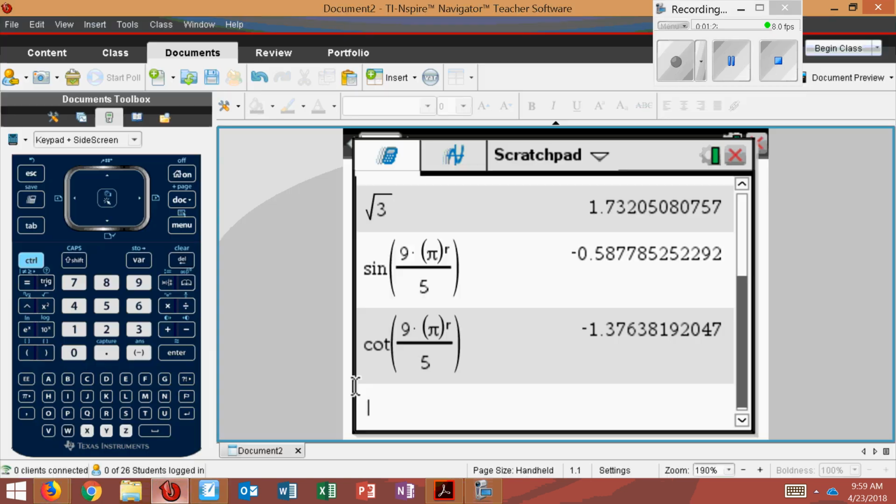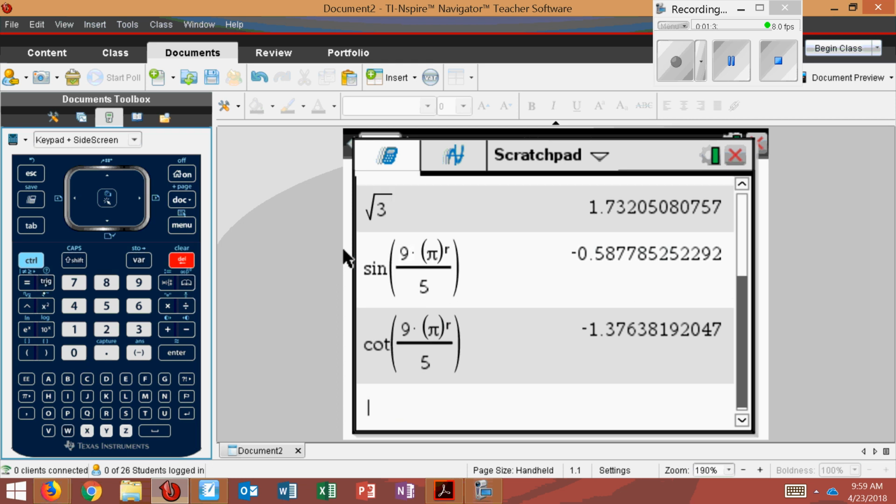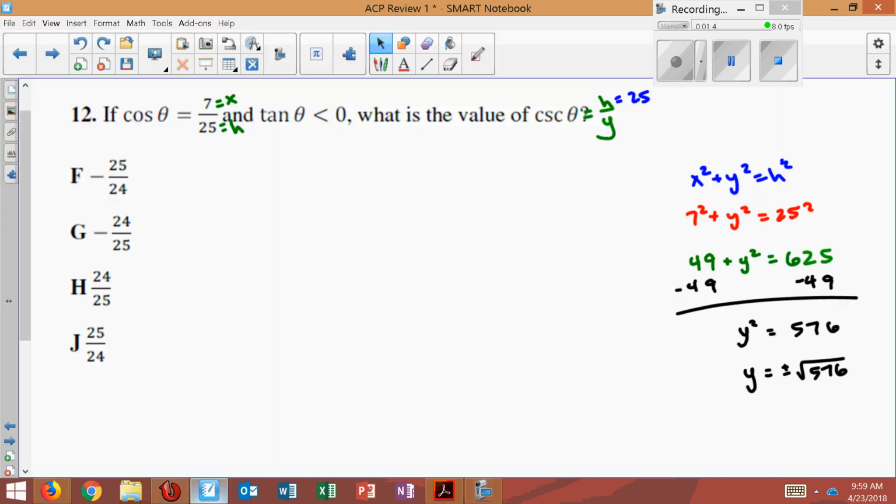which is, when we go to the calculator, square root of 576, there we go, is 24. So y is going to be plus or minus 24. Now, how do we determine if it's positive or negative? Well, now this is where we use this tangent piece of information.